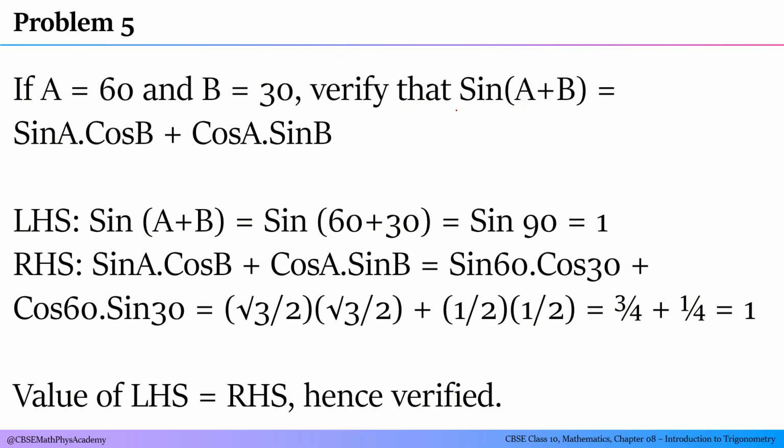Left hand side, sin of A plus B. A is 60, B is 30. So substitute that. 60 plus 30 is sin 90. The value of sin 90 is 1. So on the left hand side you have 1.